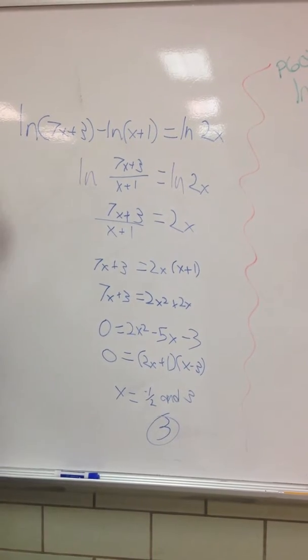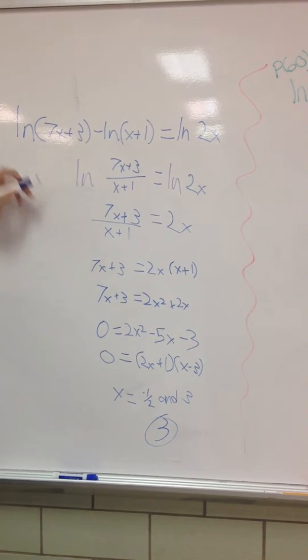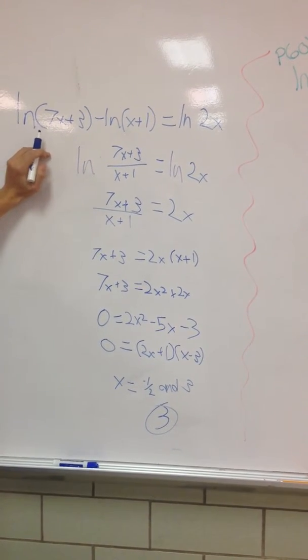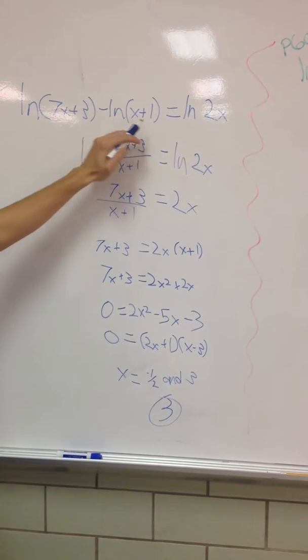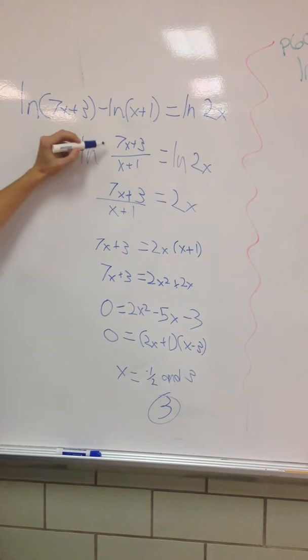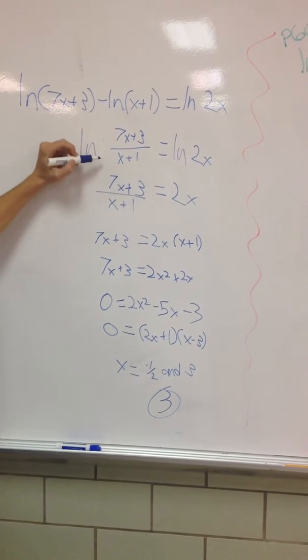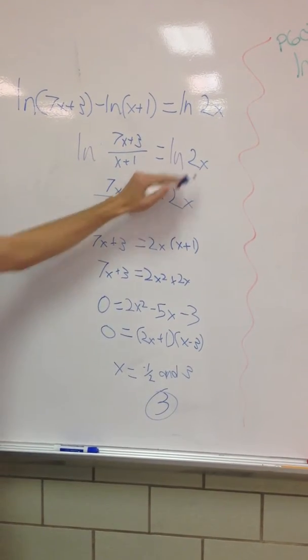What's up, guys? We're going to do some equations with logs and natural logs in it. I'm going to start with this equation right here and walk you through it. When we start here, we use the product property, which means if we have a natural log or a log minus another natural log or a log, we can divide the two. So now we'll have natural log of (7x plus 3) divided by (x plus 1) equals natural log of 2x.